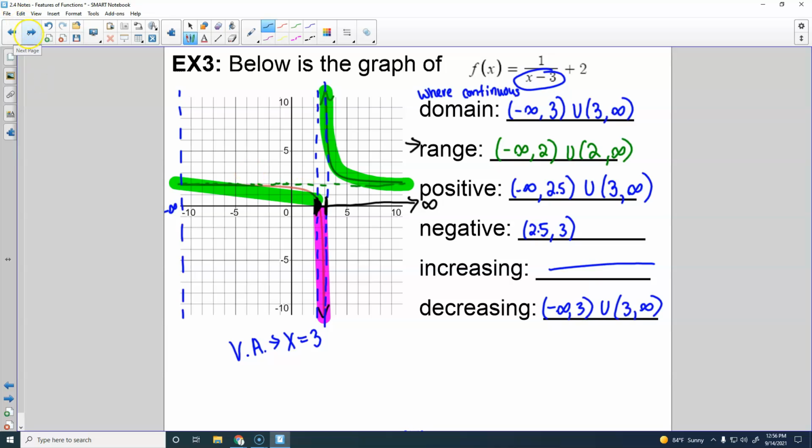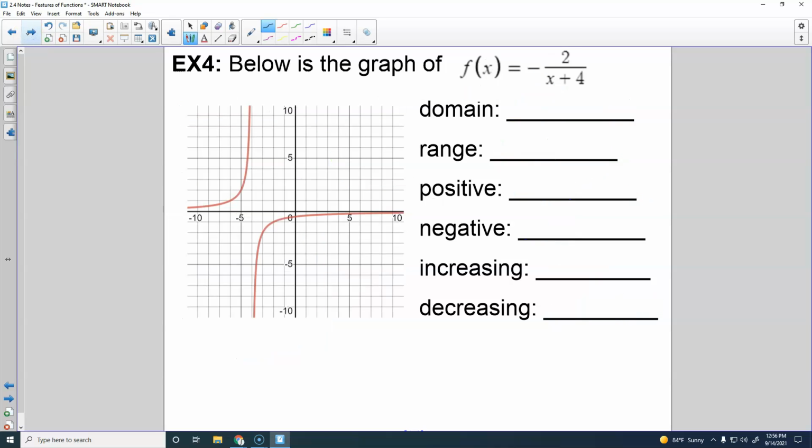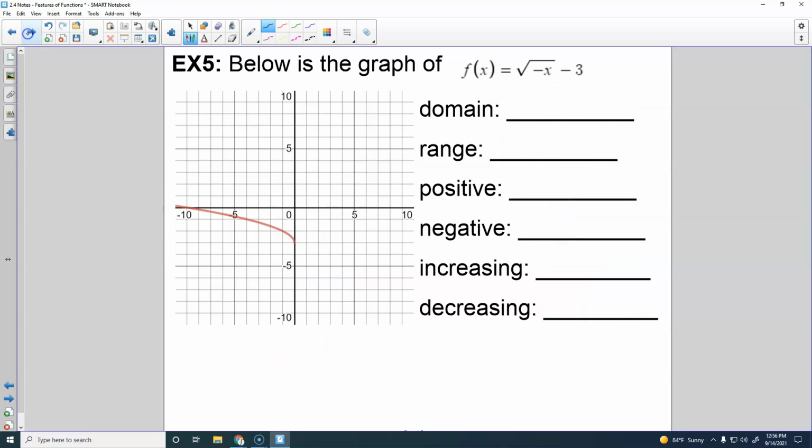Okay. Let's see. I want you guys to... Let's look at 5. I'm going to skip number 4 for right now. Okay. This one has been reflected. What would our domain be here? Say that again.